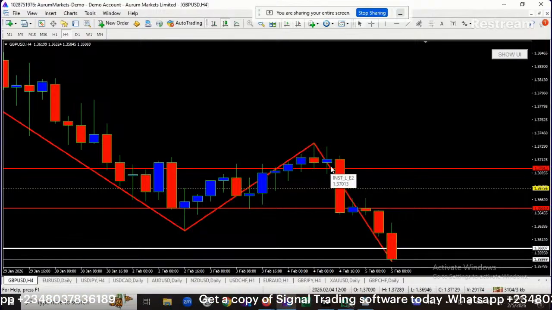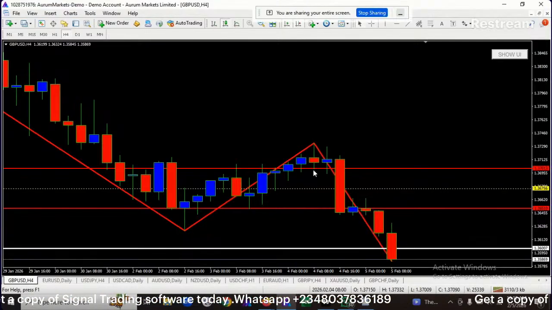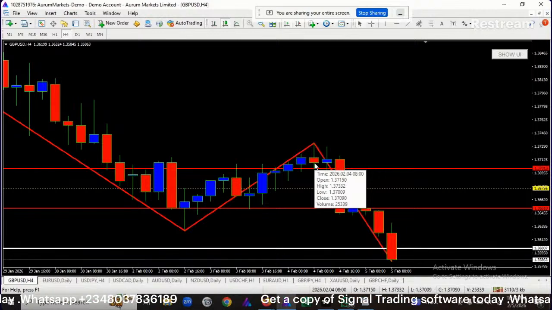You can see. So anytime you see a shooting star form in an upward trend, you should look for opportunity to sell. This is not difficult.